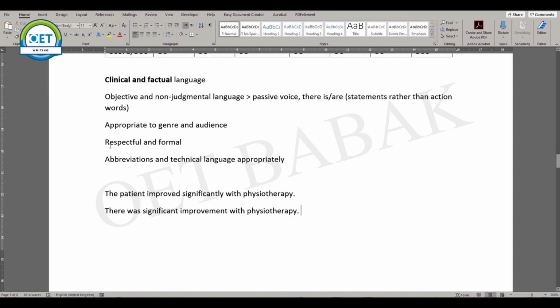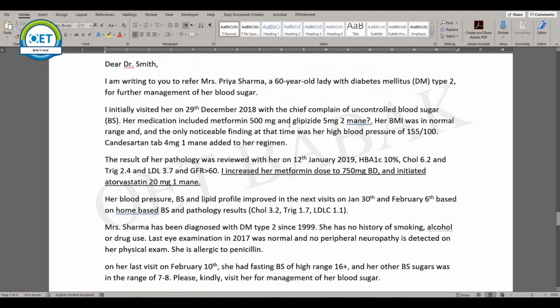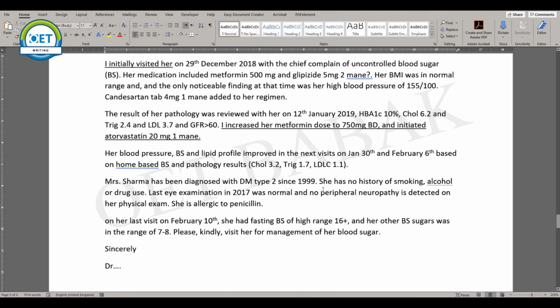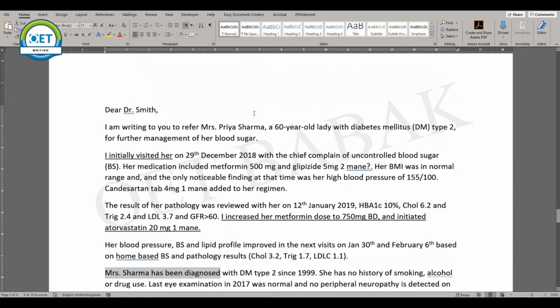And this is what we call a statement. As you can see, you have somehow used statements here. You say the only noticeable finding at the time was, so the finding was this. Okay. I initially visited her. Instead of that, we could have said she presented, she initially presented, or she attended my clinic, as Dr. Svandieri said, and she has been diagnosed, as you said it here. So we tend to use more descriptive language rather than action language.